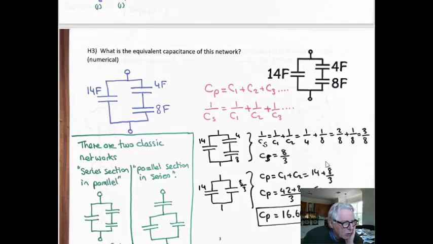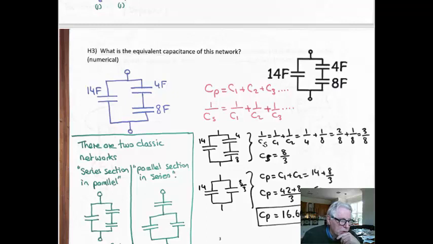So, okay, we reduced these two. We managed to get one single capacitor at 8 over 3 farads that would replace that 4 and that 8. So the next thing we say is, well, let's add those two together. So now we have a 14 on the left, like we had before, and now we have a single 8 over 3 at the right-hand side. And now they're in parallel. So I go C parallel equals C1 plus C2, which equals 14 plus 8 over 3. C parallel is equal to, well, 14 times 3 is 42, plus 8 over 3. 42 plus 8 makes 50. 50 over 3.